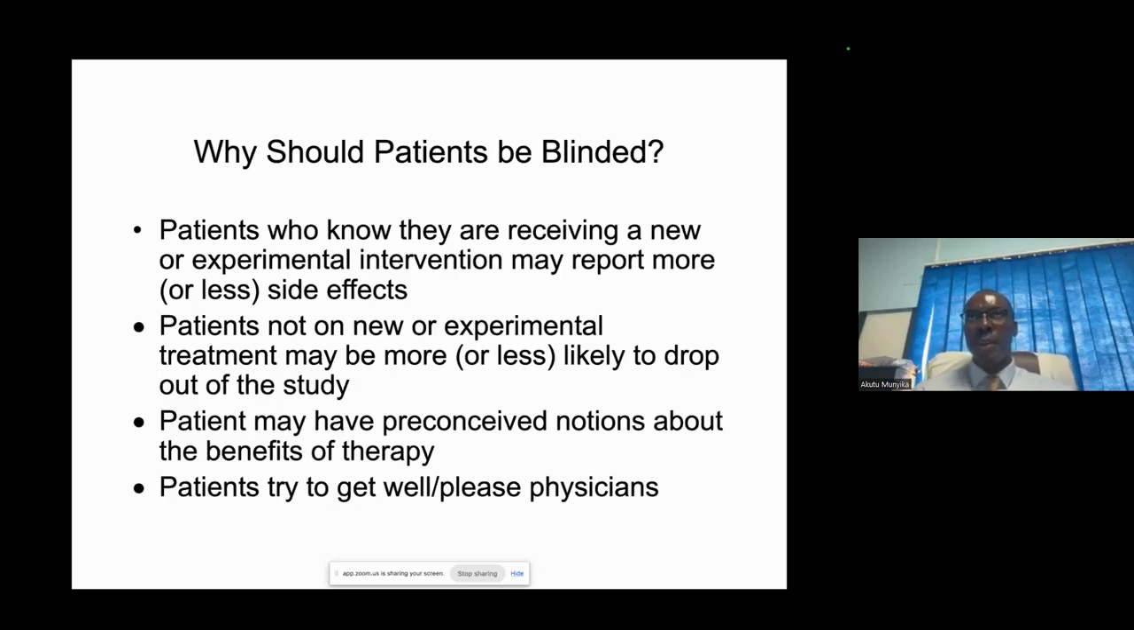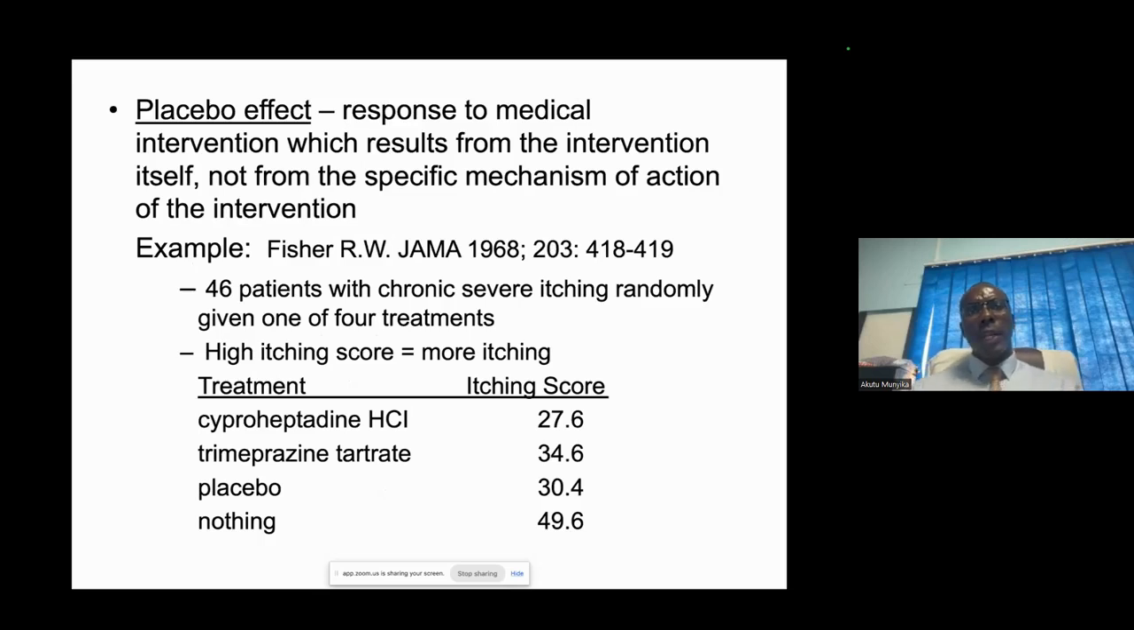effects. Patients may have preconceived notion about the benefits of the therapy. They might have heard about the side effect of the new treatment, or they might have heard how the old treatment doesn't work. So this is where the importance of blinding the patient comes into play. Patients try to get well or to please their well-known clinician or physician, or maybe they have been with this physician for a long time, so they want to show good effect, they want to show good results. So these are all aspects that can inform why patients need to be blinded.